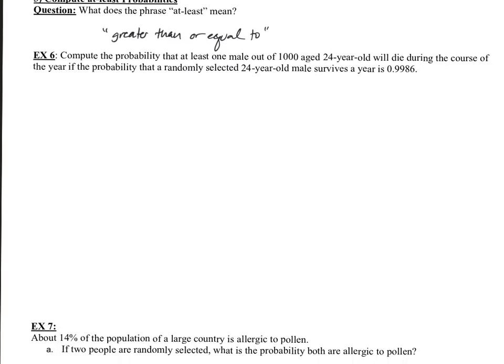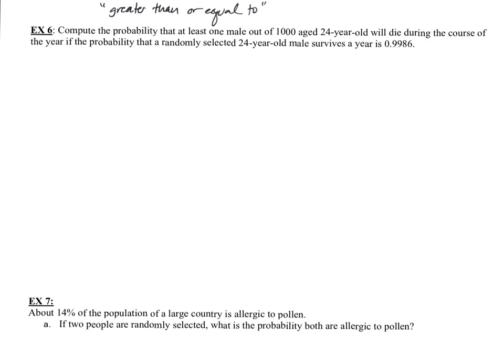Let's take a look at example 6. Compute the probability that at least one male out of 1,000 aged 24-year-old will die during the course of the year, if the probability that a randomly selected 24-year-old male survives is 0.9986.